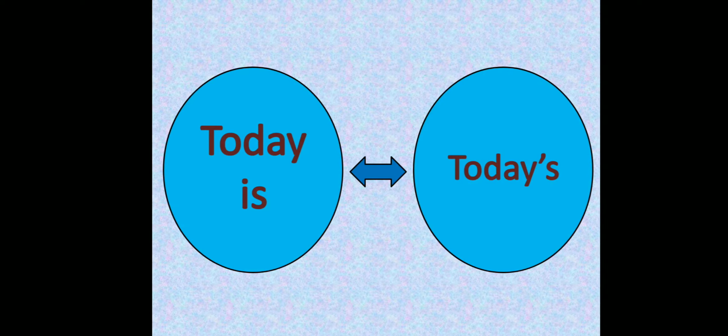Next word is today is. So to write the contraction of today is, we are going to remove I from is and in place of I we use an apostrophe sign. So the contraction will become today's.